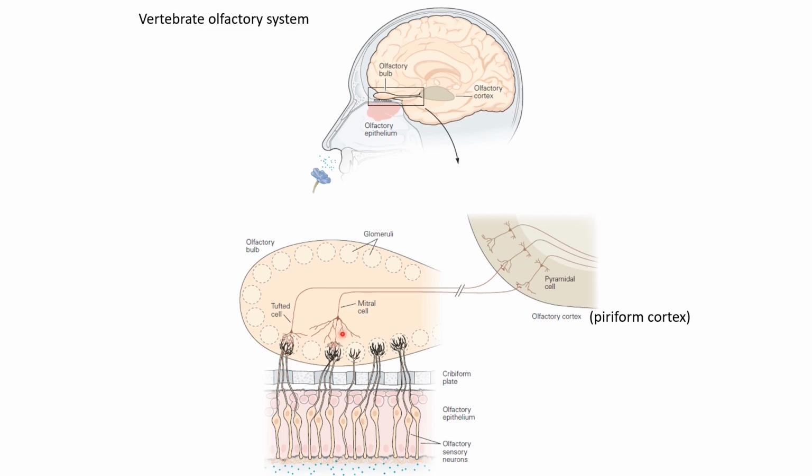From there, the mitral and tufted cells, which are like the projection neurons of the insect brain, carry this information to higher brain areas. And the biggest target of these is the olfactory cortex, also called the piriform cortex. These mitral and tufted cells go from the olfactory bulb directly to the cortex without having to pass through the thalamus. So that was one of the differences we saw in olfaction compared to other senses, that information reaches the cortex without passing through the thalamus.